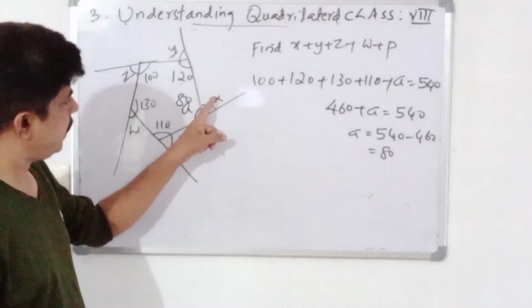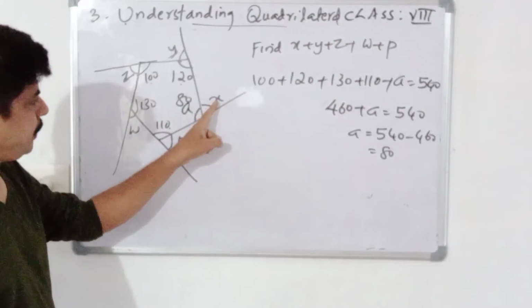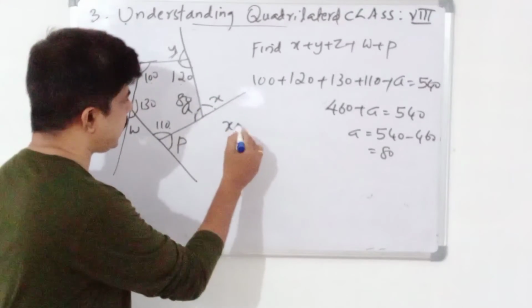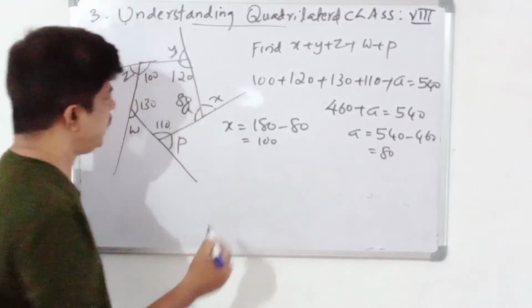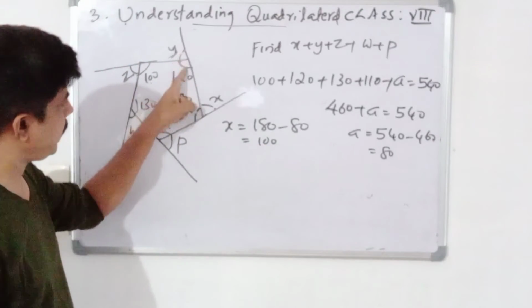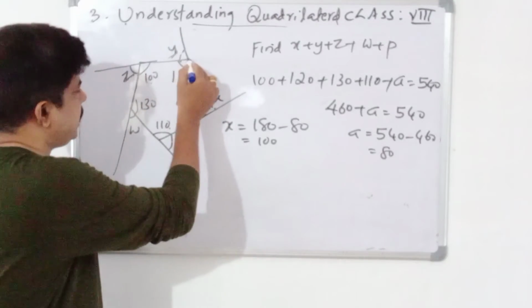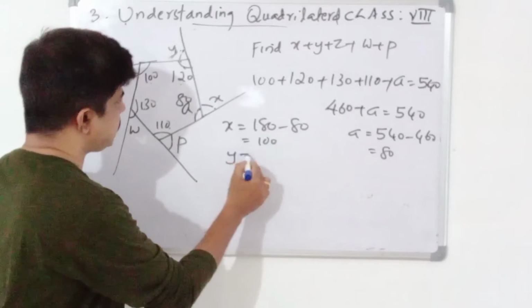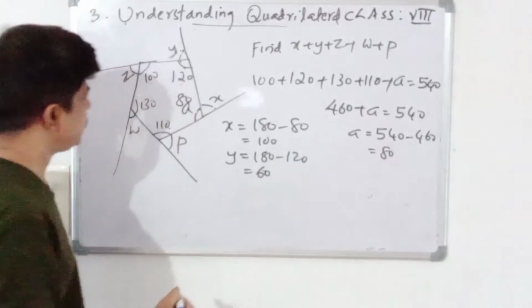A is equal to 80 degrees. Now let us verify x plus y plus z plus w plus p. They are the exterior angles. What will be the x? These two adjacent angles form a linear pair. Therefore, x we can calculate: 180 minus 80 is equal to 100. Now these two angles form a linear pair because this is a straight line. Therefore, these two angles will form 180. Therefore, y is equal to 180 minus 120 is equal to 60.